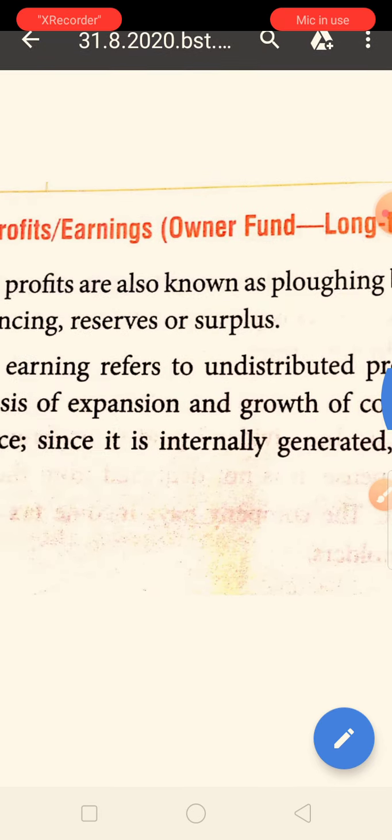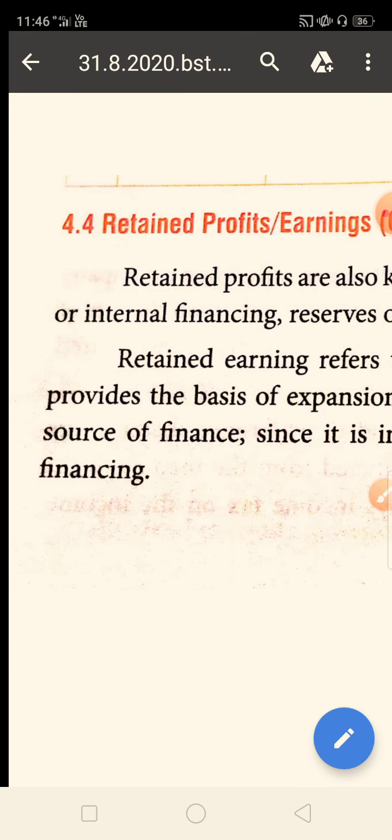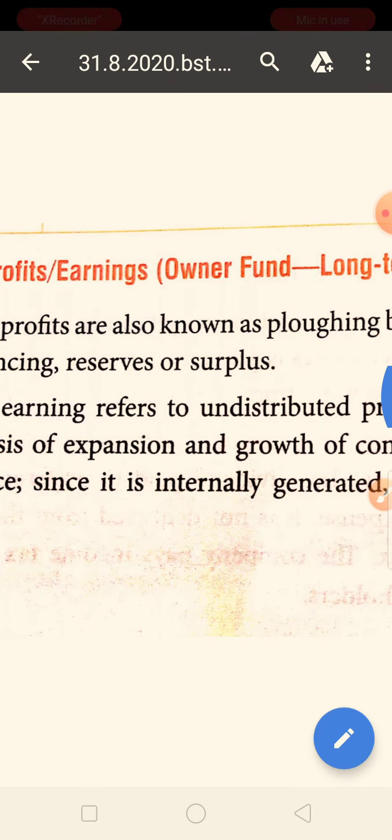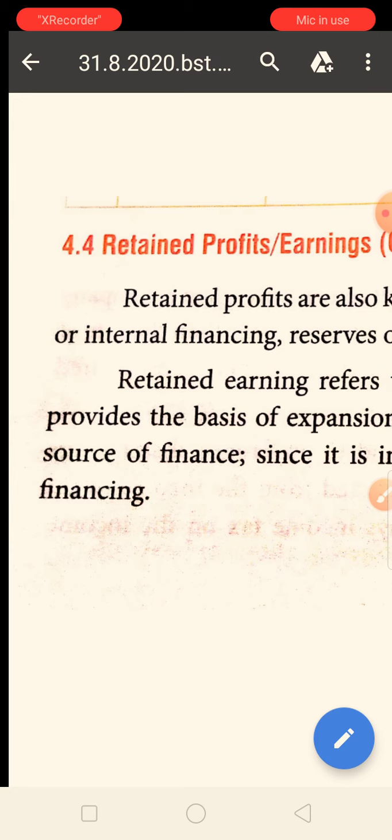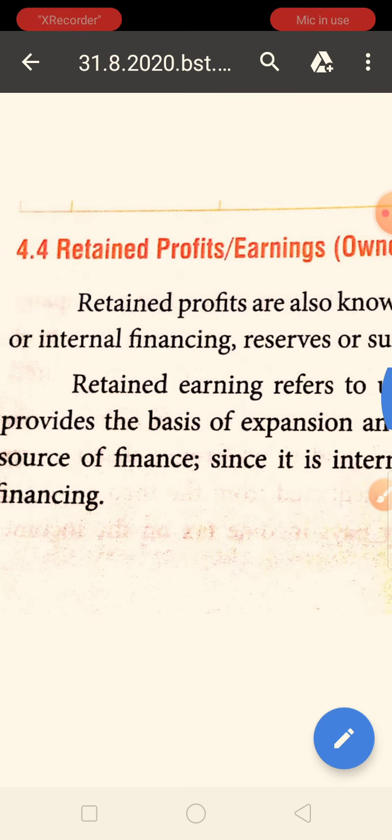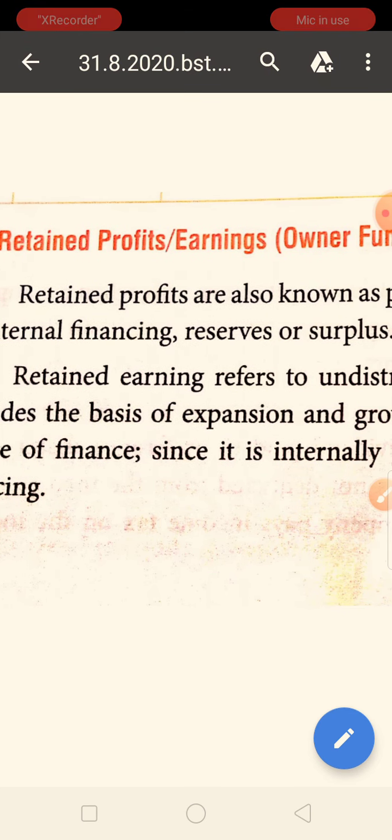Retained earning, self financing or internal financing, reserve and surplus. My dear student, these are the names of retained earning. But what is the exact meaning of retained earning? What is the difference between profit and retained earning? Is profit itself retained earning, my dear student? This is a very important concept.